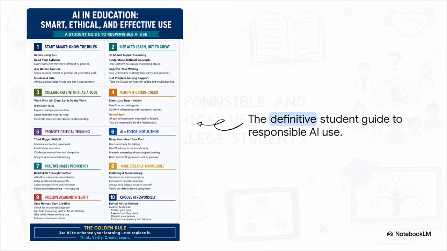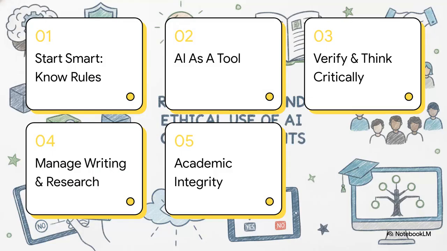It lays out exactly what's permissible and, frankly, what crosses the line when you're using AI for your assignments. It's broken down into 10 specific rules, culminating in one major golden rule. We're sticking straight to the facts today, so you can set yourself up for success. To make this super easy to remember, we're breaking these 10 rules down into 5 practical themes to use as your mental blueprint. We've got starting smart by knowing the rules, using AI as a tool, verifying and thinking critically, managing your writing and research, and finally, preserving your academic integrity. Let's get right into it.